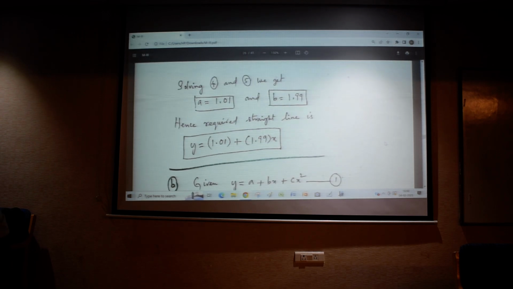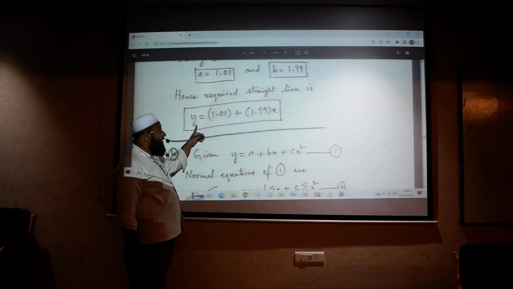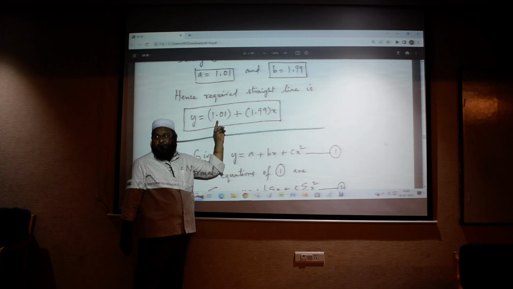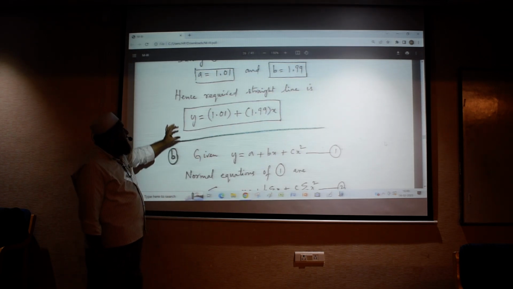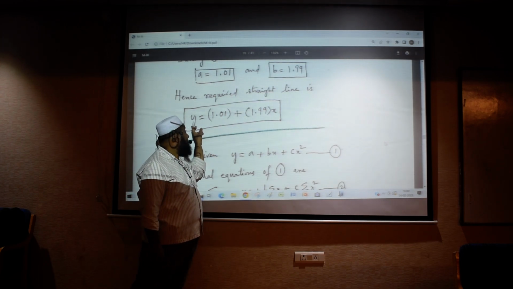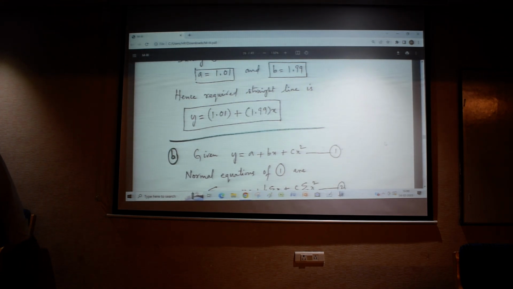Solving, we get A is 1.01, B is 1.99. So what is the equation? A plus bx. Therefore, substituting that A value and B value we have fit, this is the form of the straight line which we were requiring.